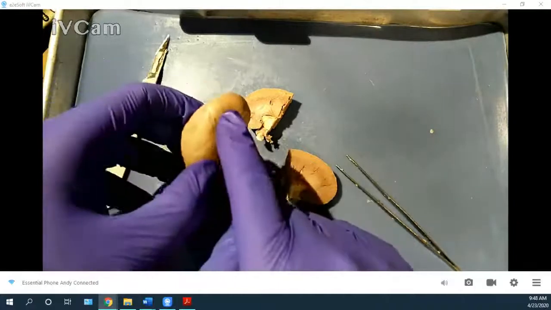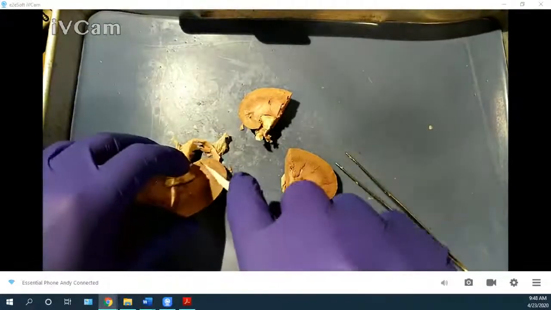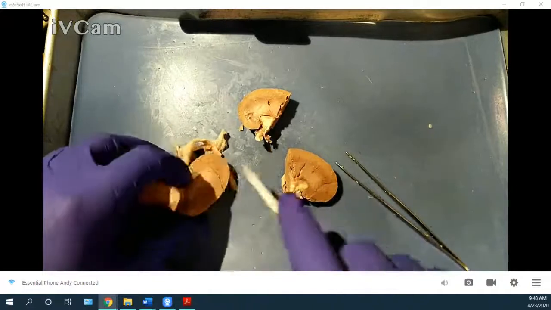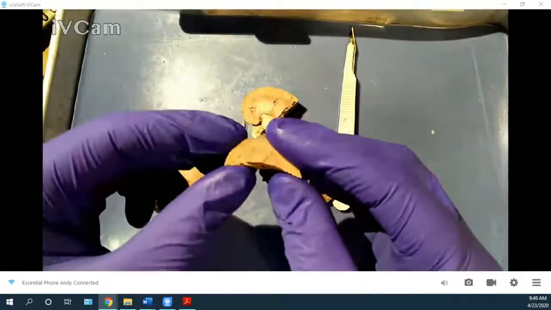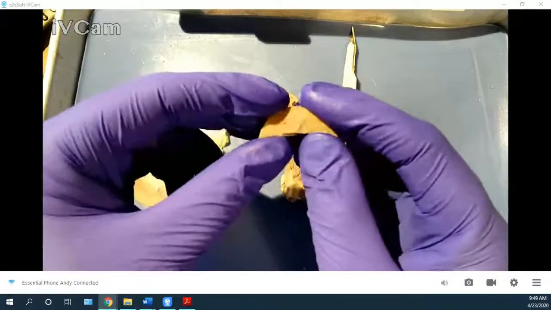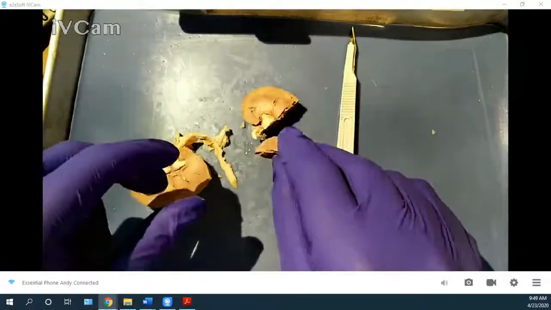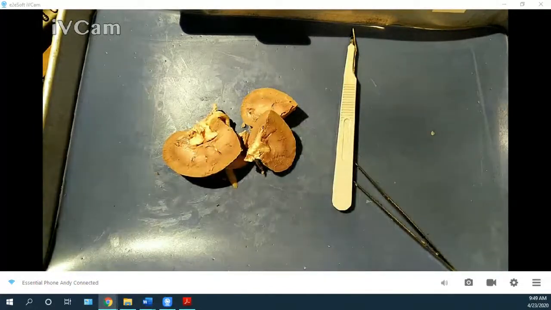So this part right up here, this is our adrenal gland. So Tigerstedt was grinding this part up here and then putting it into a solution and then putting it on other organs and seeing what happened. Okay. Any questions on the kidney?